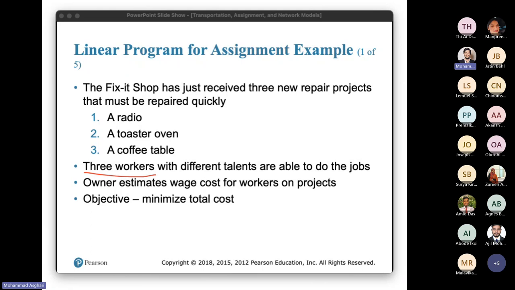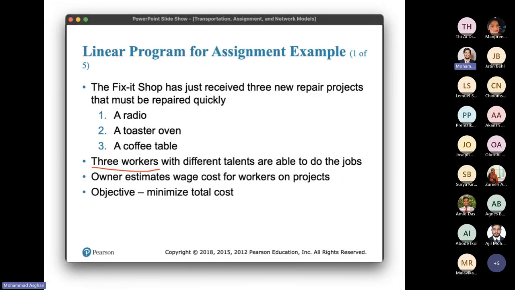These two workers have different levels of talent. Some are senior and expert, and some have just joined the repair shop, so they don't have much experience and it takes them time to repair one item. So what is the objective function? The objective function is to minimize total cost.